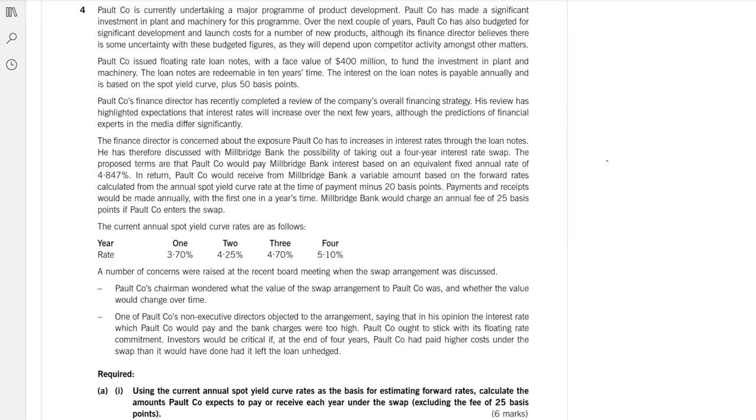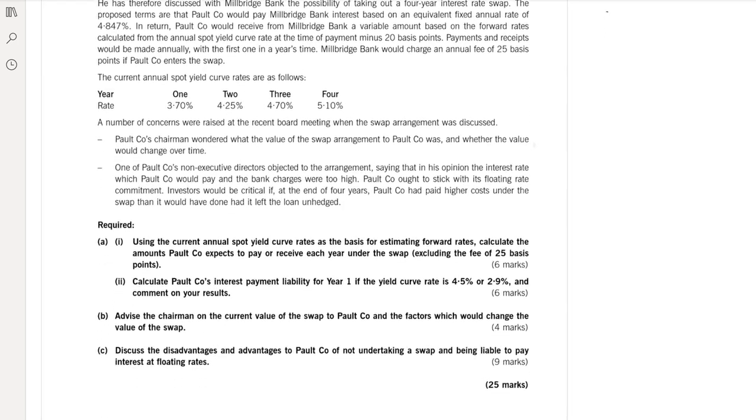Our today's question is Pault Company. This is a September-December 2016 attempts question. Let's start with the requirement. Using the current spot yield curve rates as the basis for estimating forward rates. So that means we need to calculate the forward rates with the help of the spot yield curve.